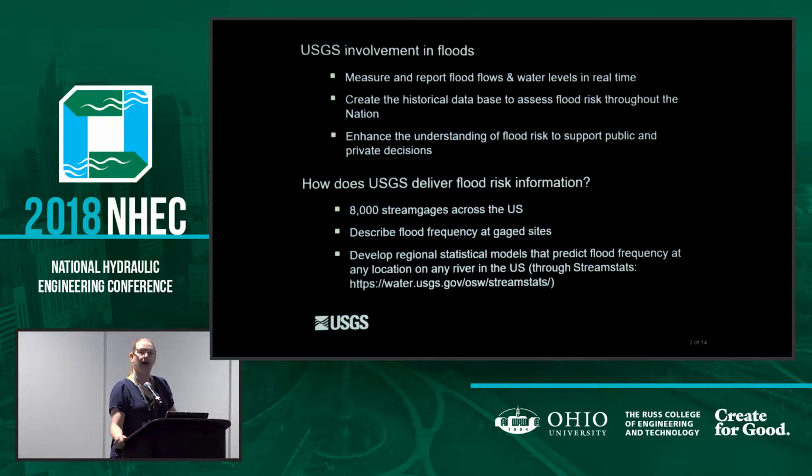And how do we deliver this information? We have 8,000 stream gauges across the United States where we have this type of information. We describe flood frequency at gauge sites, and we develop regional statistical relationships that give us estimates of flood frequencies when we don't have gauge data available. That's delivered through our USGS StreamStats website. It's a point-and-click tool where you can click on any river and then obtain frequency statistics for that river.